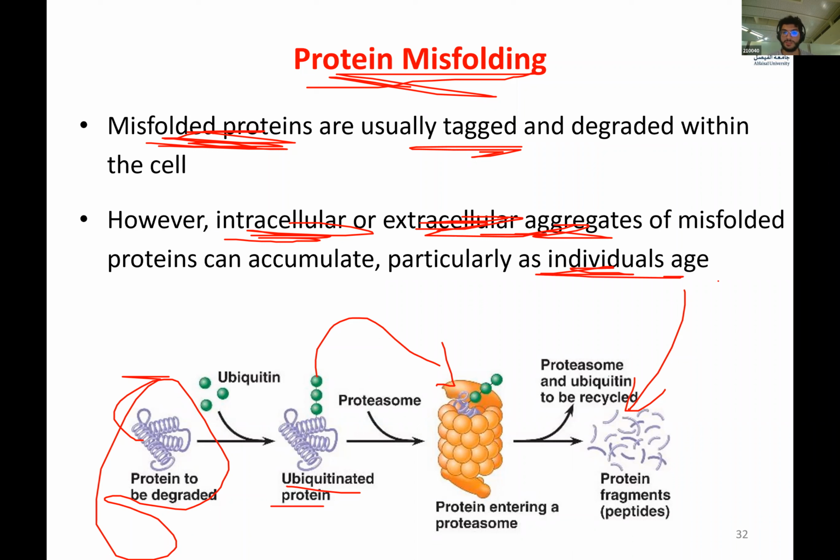And this is basically what happens in very specific diseases like Alzheimer's, and for example, Parkinson's, and even other diseases such as sickle cell anemia. We'll discuss them in just a second.